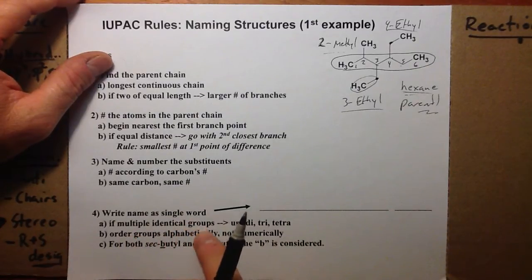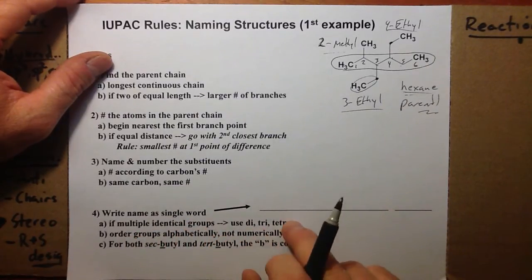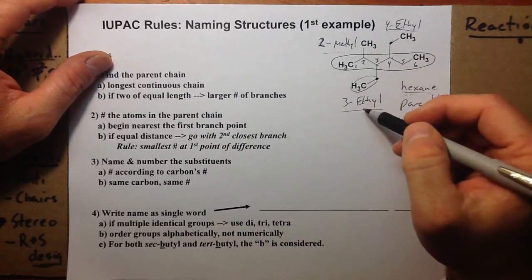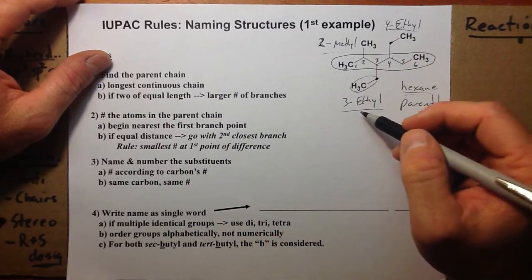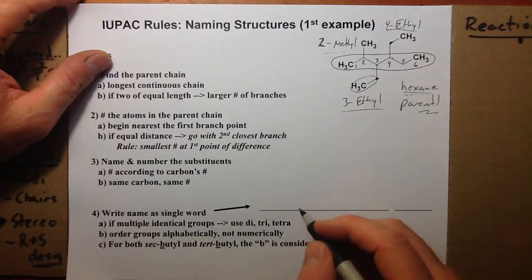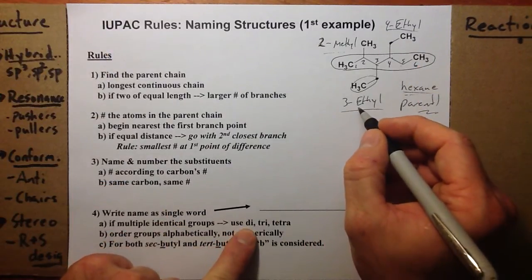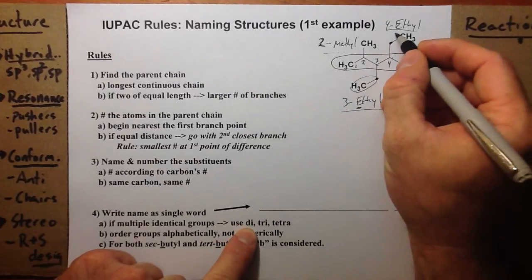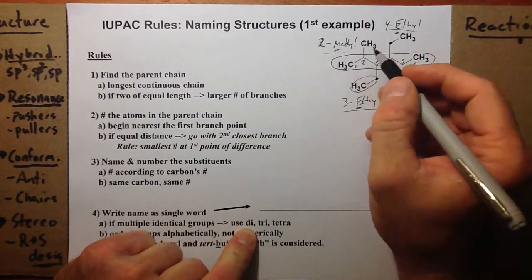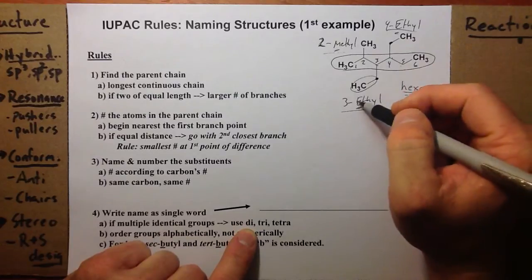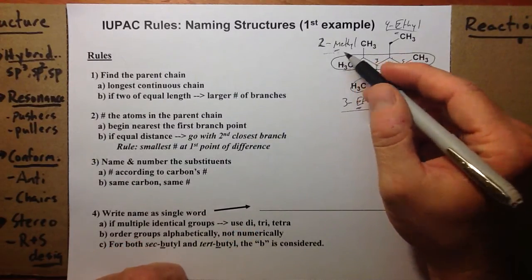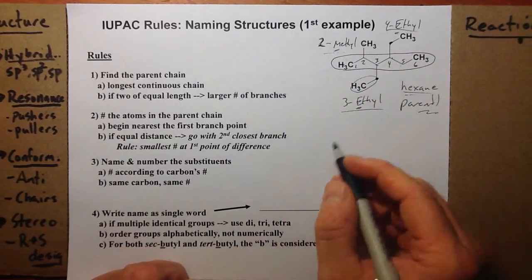If multiple identical groups, use di, tri, tetra. Well, we have 4-ethyl, 3-ethyl, so we can use diethyl, 4,3-diethyl. Now the di is not considered in alphabetic order. So I'm going to underline the E and underline the M. E comes before M, so we're going to go ahead and say E coming before M.